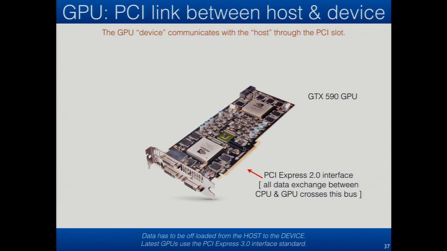All data, including programs, for this quasi-independent processing board have to travel over this interface. All data that you want this thing to work on has to travel over this interface. All results have to be pulled. If you want to inspect the results, they have to be pulled off over this interface. Okay? So you should think about this as basically a computer on its own that we communicate with through this bus.